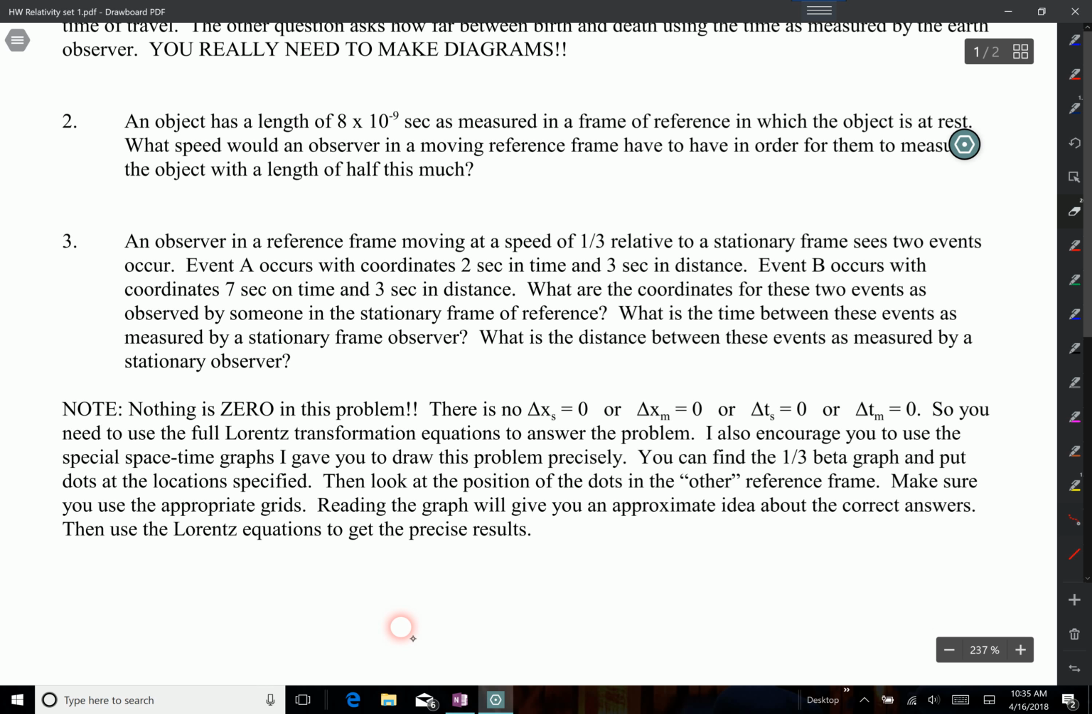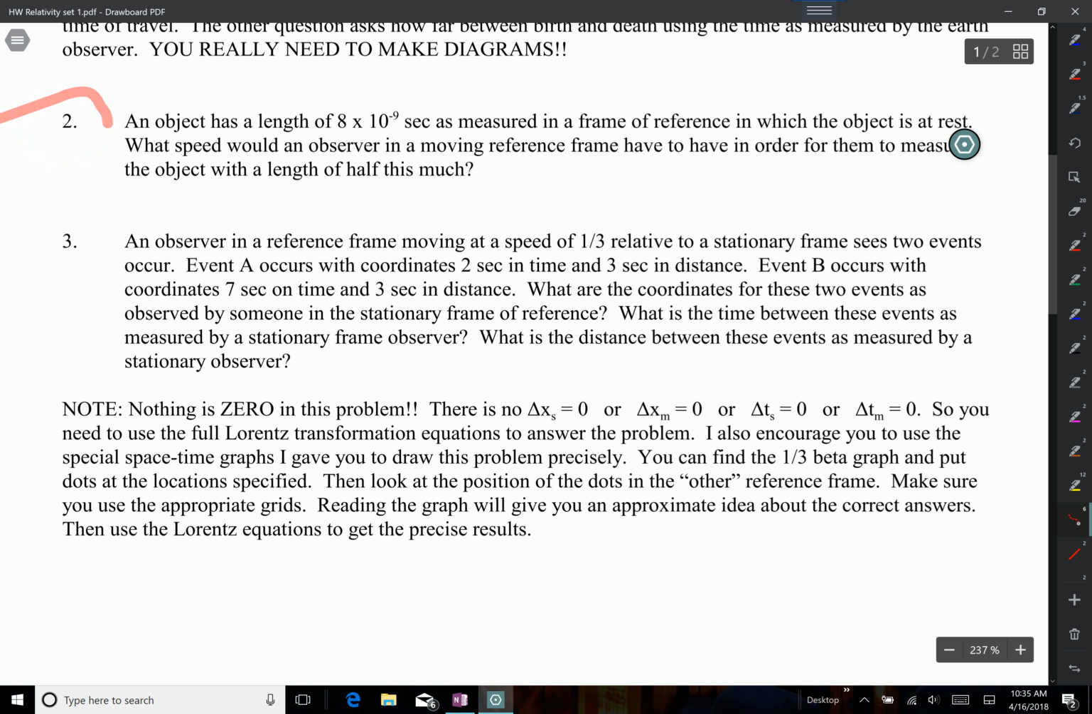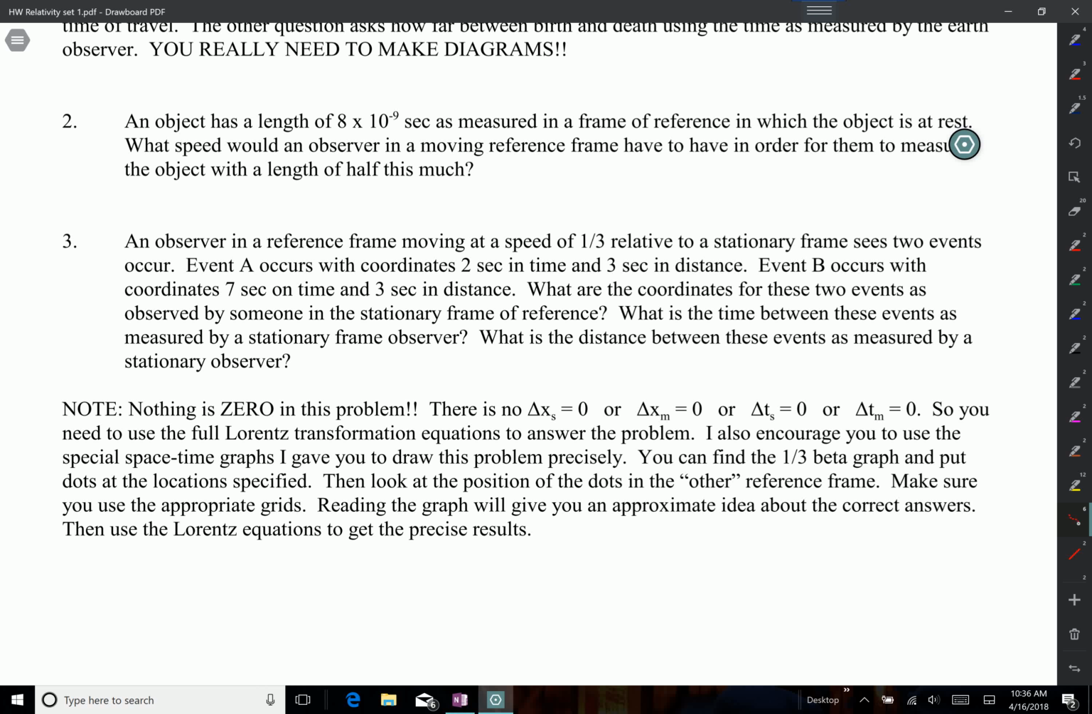So let's take a look here. In problem 2, we have an object that has a length of 8 nanoseconds, measured in a frame of reference in which the object is at rest. What speed would an observer in a moving reference frame have to have in order for them to measure the object with a length that's half as much, or 4 nanoseconds? We did this in class too, but I'll just do the setup again real quick.